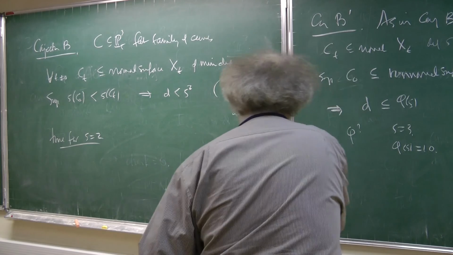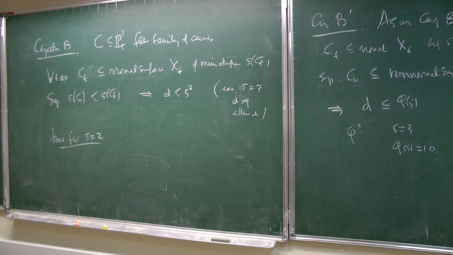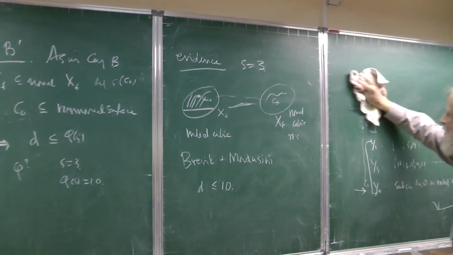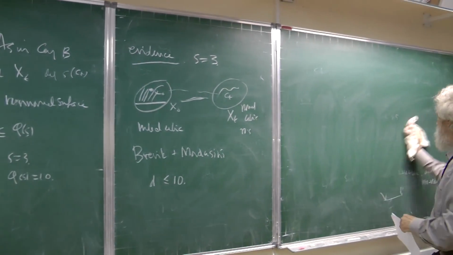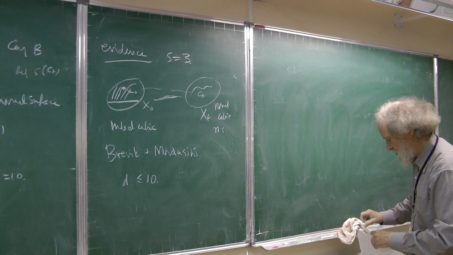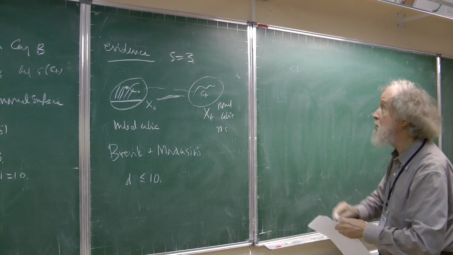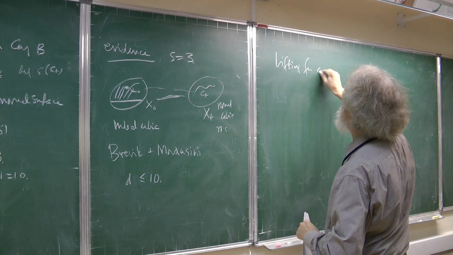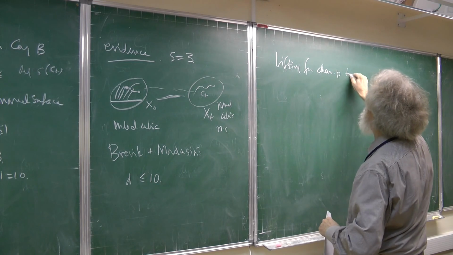All right. Now, out of conjecture B prime, I want to go to a third conjecture. This is an entirely different question. It's the question of lifting from characteristic P to characteristic zero.